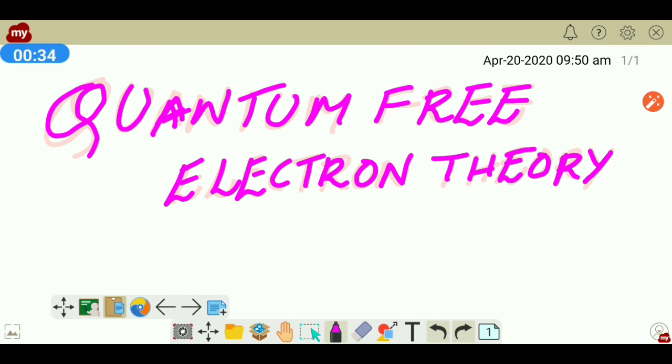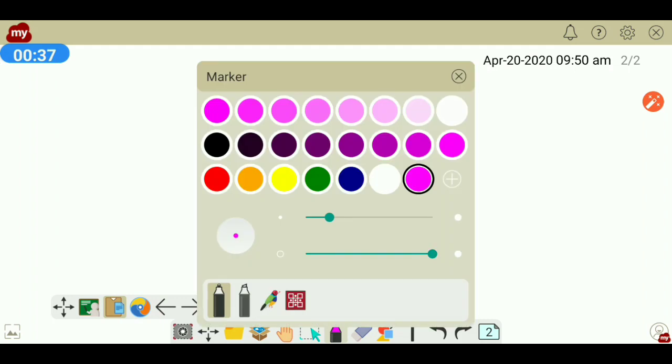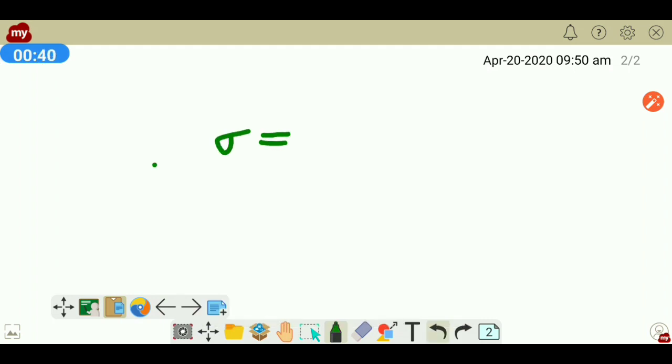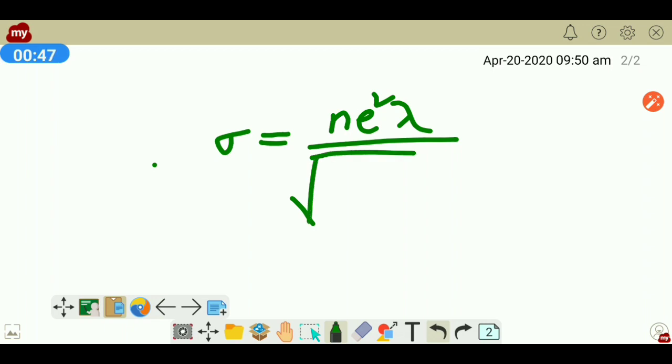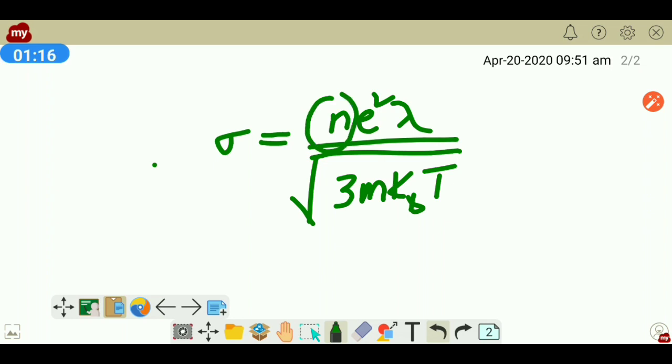And what were the drawbacks? Let us go to the next page. Yesterday we derived an equation, right? And the equation is sigma equals n e square lambda by root over 3 m kBT. If we see this equation deeply, it also failed in explaining the specific heat capacity of electrons. Electrons do possess some specific heat, but it failed to explain the correct value of the specific heat that electrons have. Also, from this equation, if you look closely, it gives a direct relation between the electron concentration n and the electric conductivity sigma.